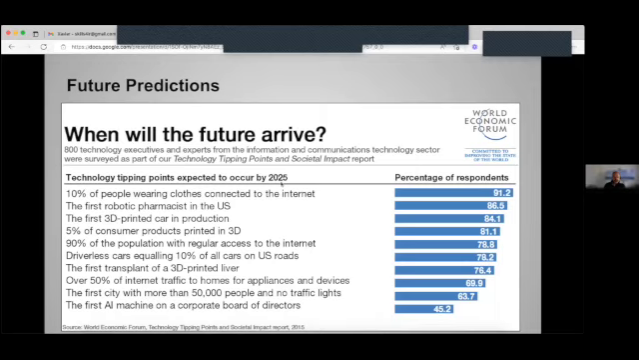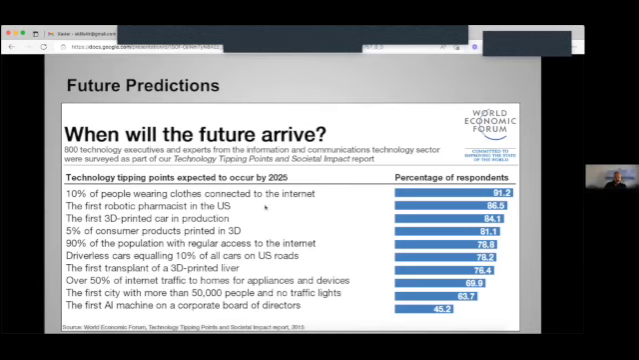What they basically did, what this study or the survey did, is they interviewed 800 technology executives and experts from the information and technology sector, and asked them, through their knowledge and experience, what do they see as tipping points by the year 2025, brought about by Industry 4.0. So this is what they came up with. 10%. What they predict is that 10% of people will be wearing clothes connected to the internet by 2025.